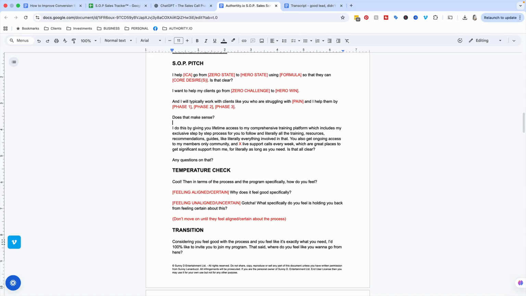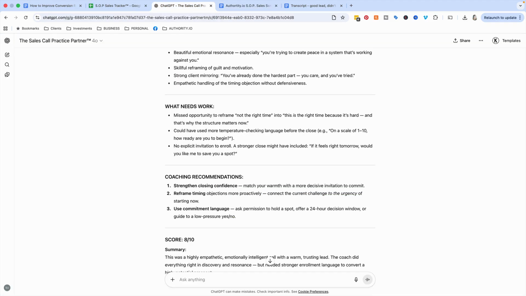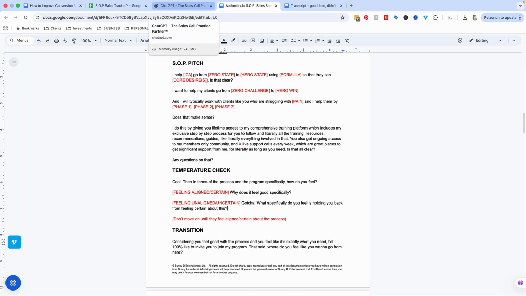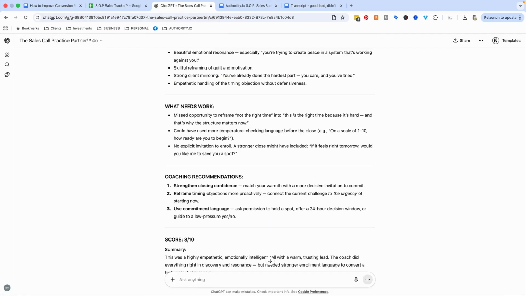You have a couple questions that really drill down why they would feel aligned, and this is deeply important, okay? So important. And you can add in the question of, on a scale of 1 to 10, how ready are you to begin? You can add that into the temperature check because that's going to tell you if there's hesitancy before you move into any other steps, okay?